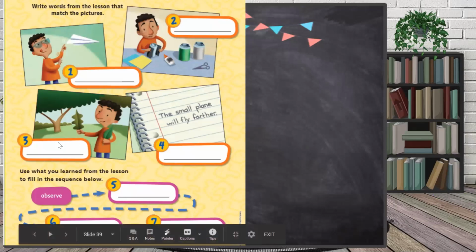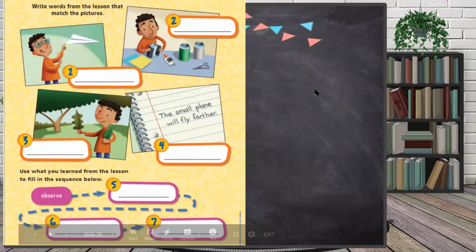Do you have this page, guys? I think it's page 12. Yes, page 12. Okay, let's start, girls. I want you to write words from the lesson that match the pictures. Look at these pictures. Number one, number two, three, four, five, six, and seven.